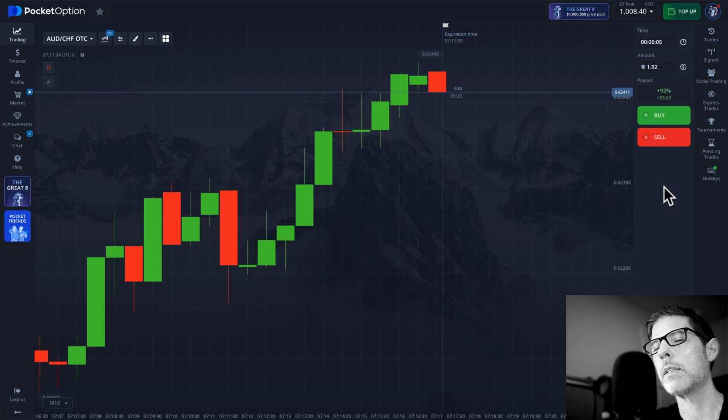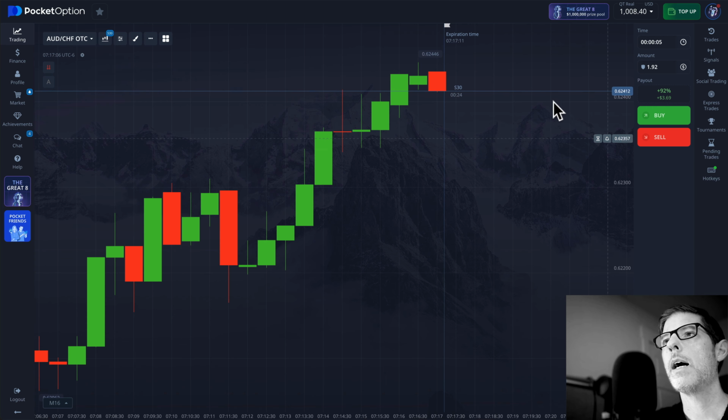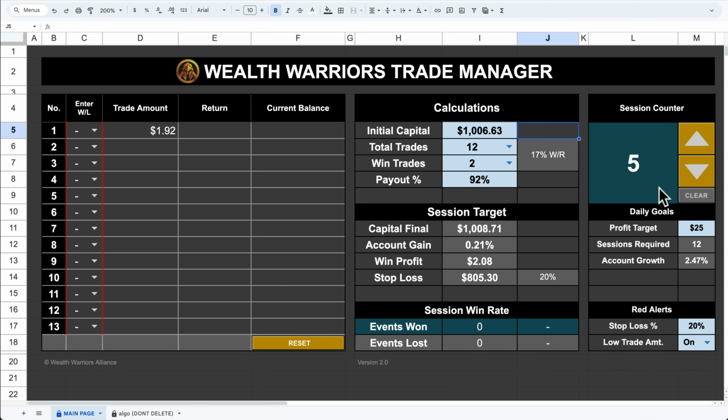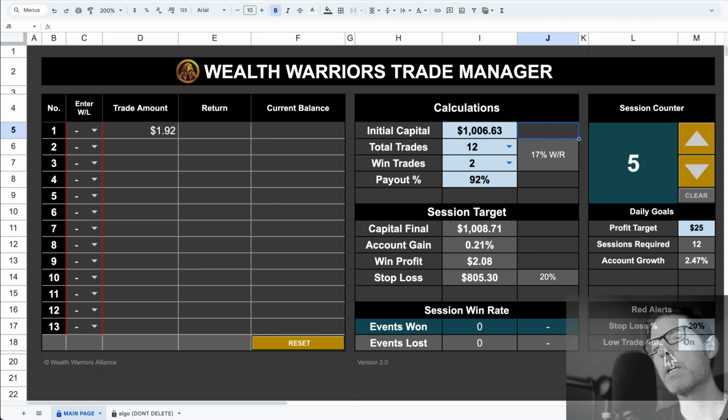Maybe you have never seen the Trade Manager before. This is version 2. So we started on version 1, of course, and version 2 was a big deal. We added this section over here, the session counter, the daily goals, and we also added a stop loss. And that was by high request.